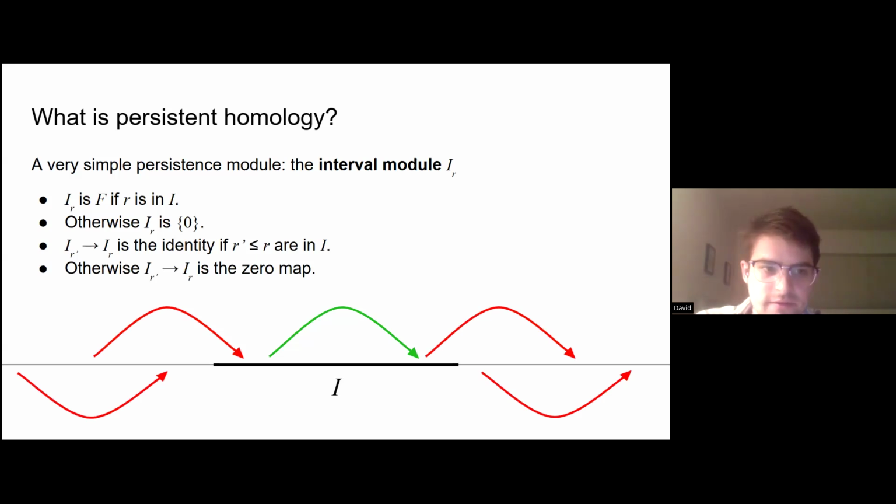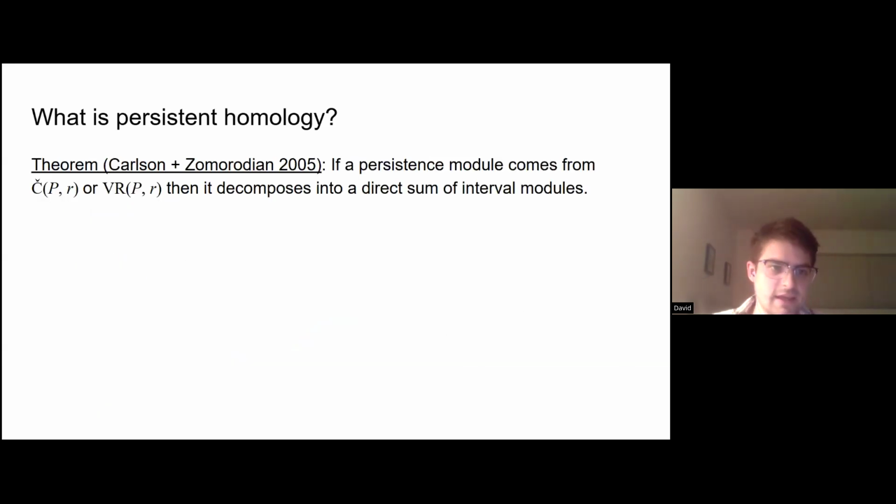Okay. So the reason that I care is because there's this technical result by Zomorodian and Carlson that says, and it says a little more than this, but for the context of this talk, what I care about is that if a persistence module comes from either the Čech or Vietoris-Rips construction, then it decomposes into a direct sum of these interval modules.